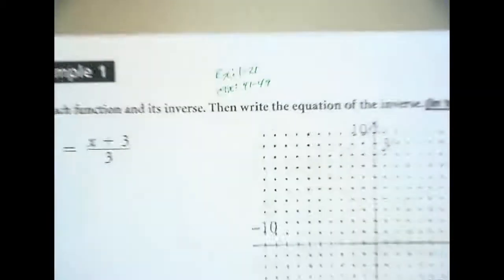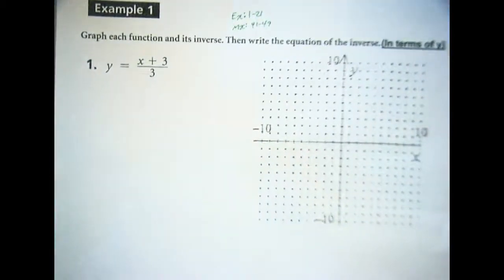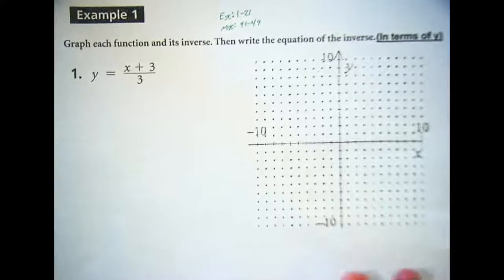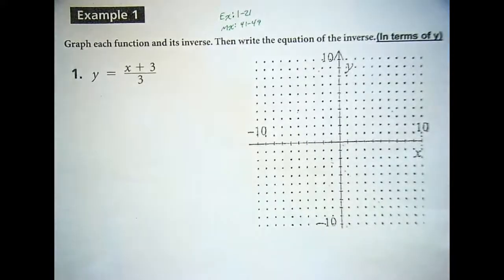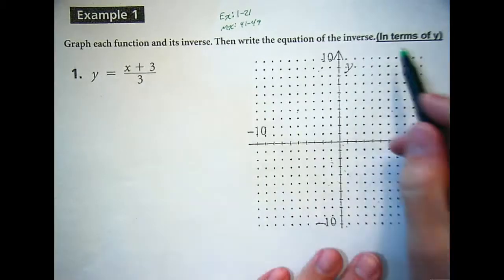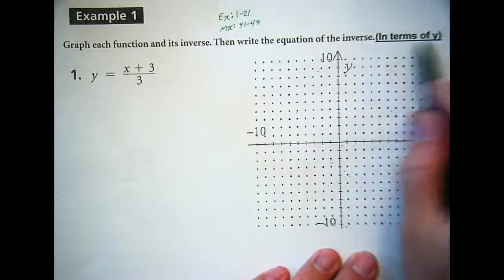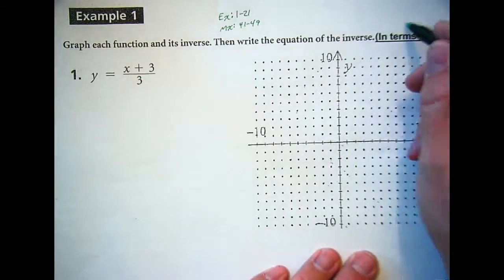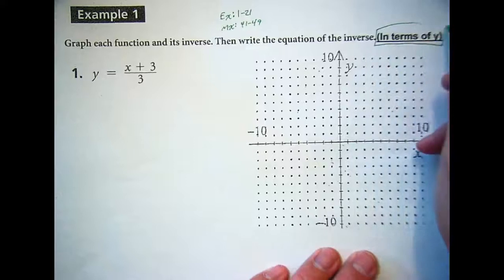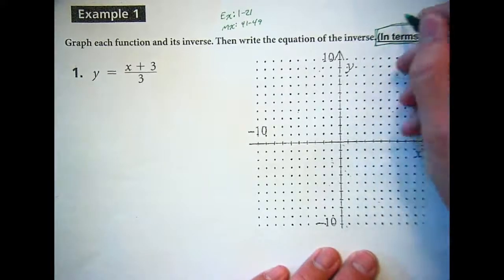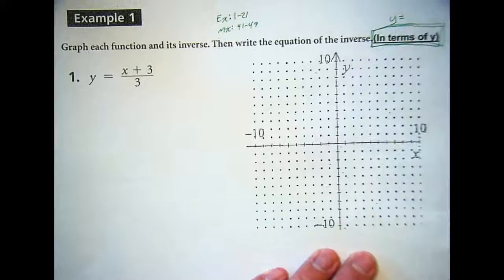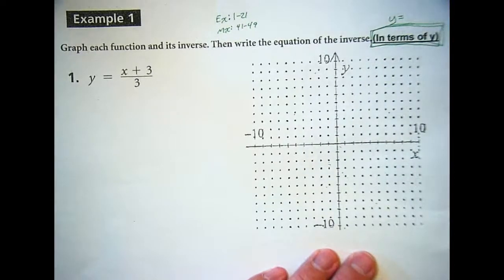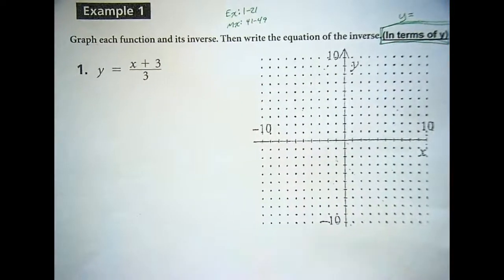You have graph paper. I even started with number 1, so those of you that are type A'ers are not going to get frustrated. You just start with the first graph. You're welcome. So, graph each function and its inverse. Then write the equation of the inverse in terms of y. Your directions do not say in terms of y, but I want all equations for inverses put in terms of y. In other words, put it in y equals form. Go for it. Work with your partner there, number 1.